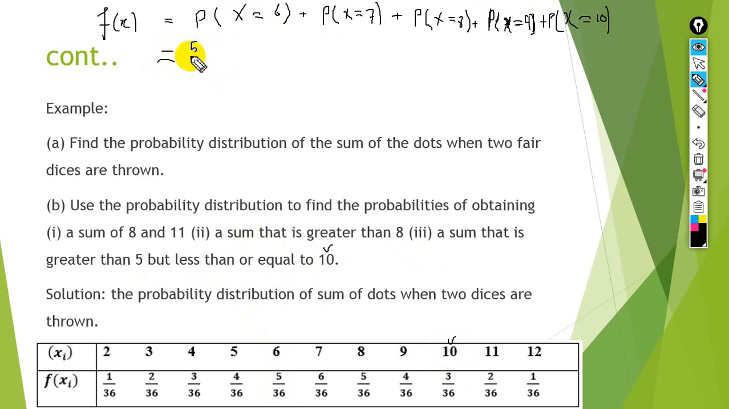Probability of 6 is 5 divided by 36, plus probability of 7 is 6 divided by 36, plus probability of 8 is 5 divided by 36, plus probability of 9 is equal to 4 divided by 36, and probability of 10 is equal to 3 divided by 36. So now add all these.